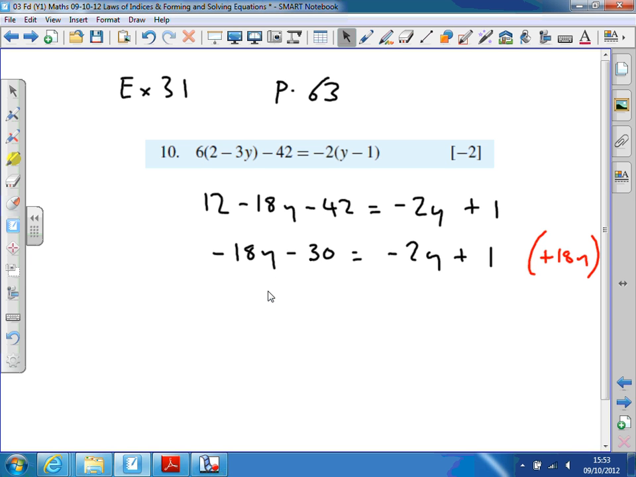So that means 18y minus 18y, that's gone. So I've just got minus 30 over here equals 18y minus 2y is 16y plus 1. So now you can see I'm making it much easier as I'm going along. So now I've got to get y on its own, subtract 1 from both sides. Minus 31 equals 16y.